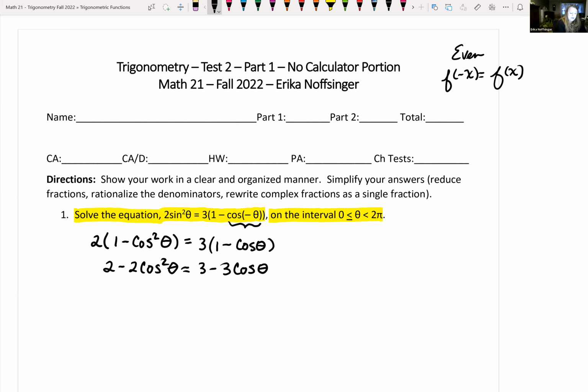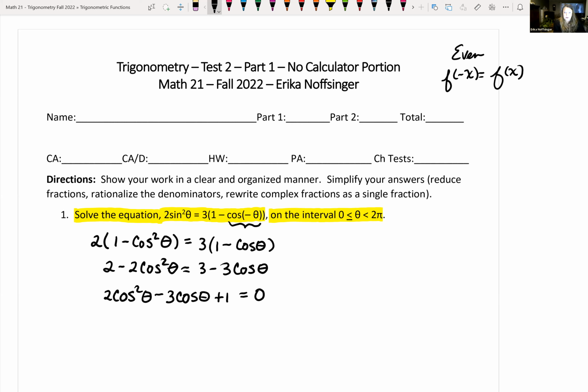So I am going to add 2 cosine squared theta to both sides. There's no other term that looks like that, so I have 2 cosine squared theta minus 3 cosine theta. And then I subtract 2 on both sides of my equation. I have 3 minus 2, which is plus 1. So this is all equal to 0.